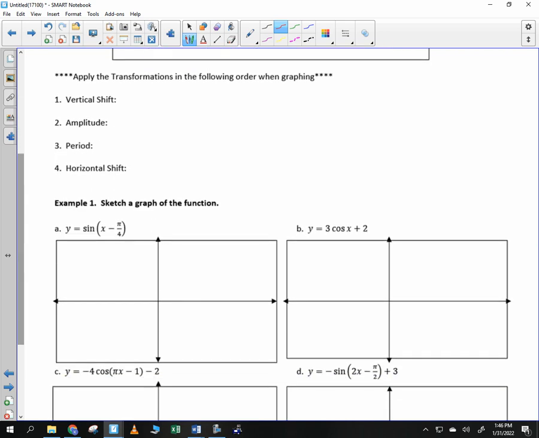Okay, so let's get started. We're going to start with this first example here, 3 cosine of x plus 2. And what we want to start with is, I prefer doing it in this order. If you ever have a different idea how you want to do something mathematically, please go ahead and do so.